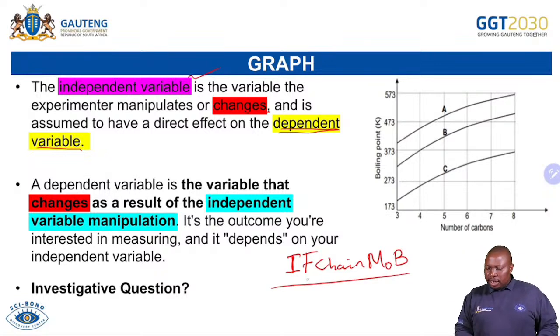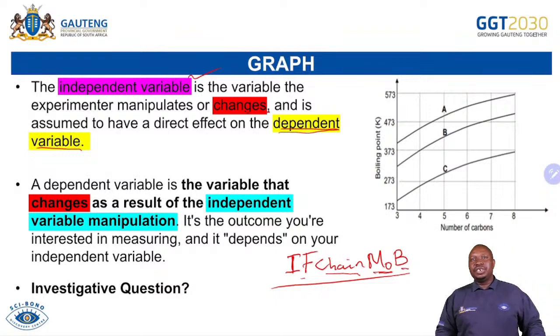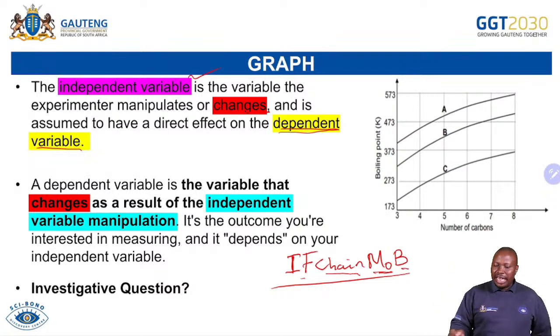In a structure, you'll find that we can change the intermolecular force. We can have different intermolecular forces on the structures that were given. We can have different functional groups, different chain lengths, different molecular masses, and different branches. So that is what we change: the independent variable.